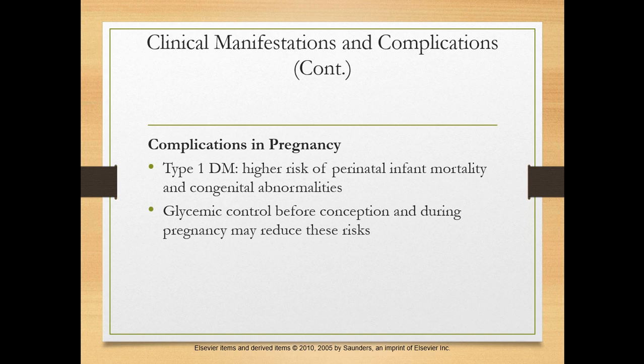So complications in pregnancy. For type 1 diabetes, there's a high risk in perinatal infant mortality and congenital abnormalities, okay, for patients that are type 1 diabetic. They are monitored very closely, okay, when they're pregnant. Glycemic control before conception and during pregnancy may reduce these risks.